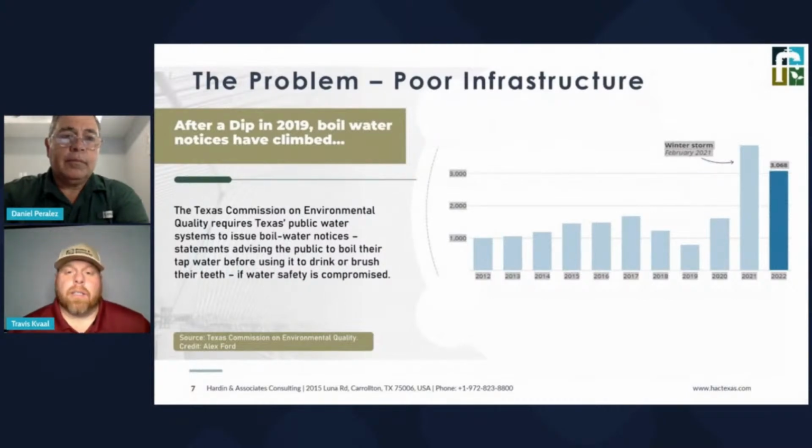So you see here in 2021, when we had our big winter storm here in Texas, boil water notices really spiked. And what's concerning is that in 2022, we didn't see the fall off that we'd like to see. That means our infrastructure is aging and has been taxed over time, and that big weather event really added to the strain. And every time we have a boil water notice, we have those incidents that Danny was talking about earlier, where we have back siphonage into our potable water system, and contaminants and pollutants can get into our drinking water.